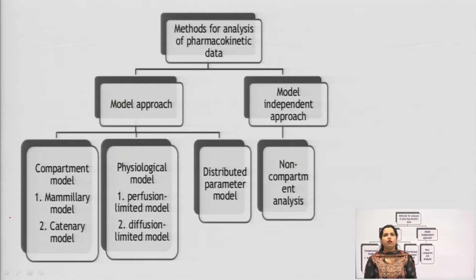So, methods of analysis for pharmacokinetic data. When we need to observe or assess pharmacokinetic parameters, we need to set up some sort of mathematical calculations for that, and based on those calculations we can perform our experiments accordingly. So, we have different kinds of analysis methods, like the model approach and the model independent approach.